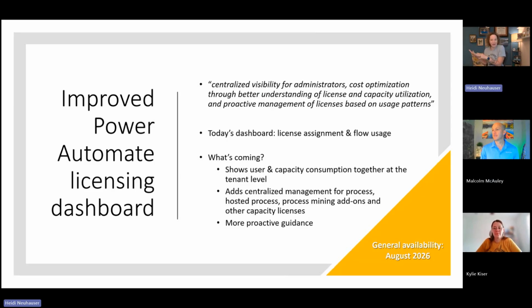So tomorrow, or August of 2026, we're going to be able to see what it says is user and capacity consumption together at the tenant level, which is cool. It'll give you centralized management for hosted process mining add-ons and other capacity licenses, and more proactive guidance. Don't really know what that is. There's no screenshots, there's no additional information. This is fine, that's great. Whatever, it's coming in August. What do you all think?